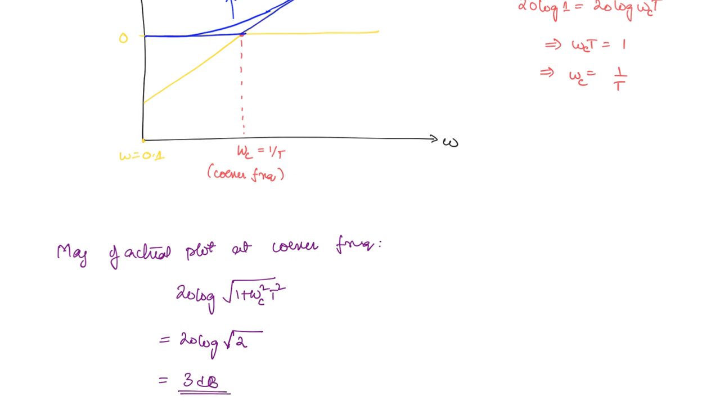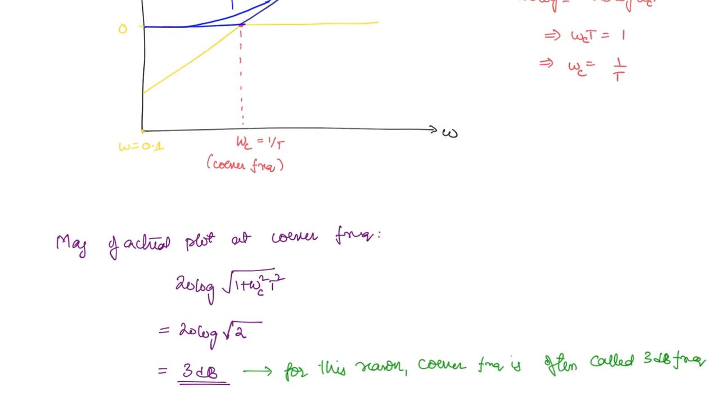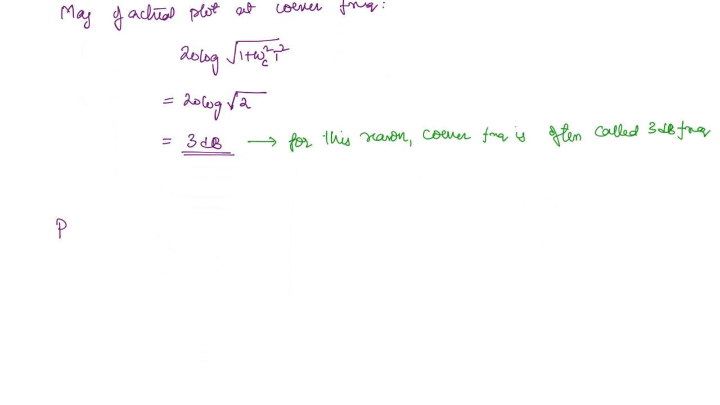Okay. So that means for the actual plot, the magnitude is going to be 3 dB greater than the approximate plot. Okay. And for this reason, the corner frequency is sometimes called as the 3 dB frequency. For this reason, corner frequency is often called 3 dB frequency. Okay. Next, what about the phase? Till now we have discussed the magnitude. Now what about the phase?